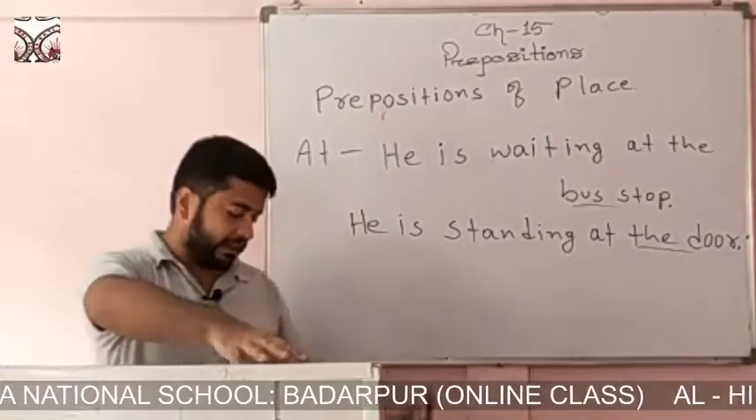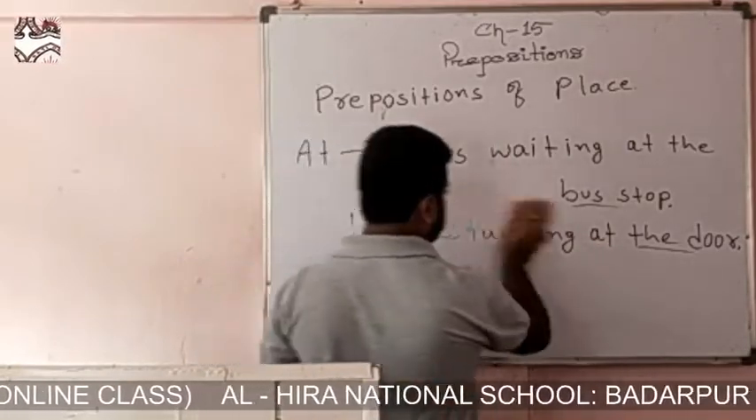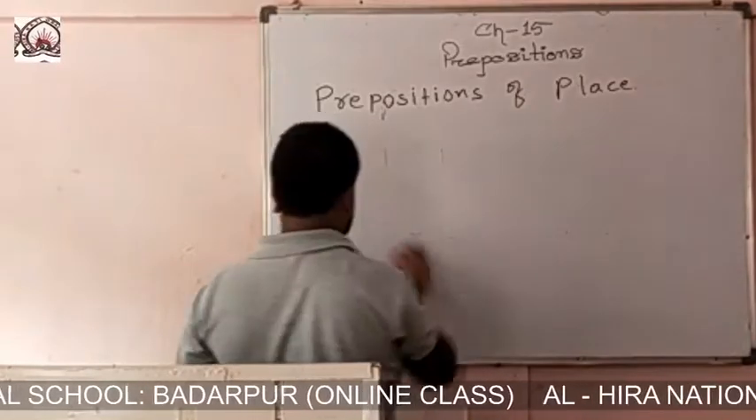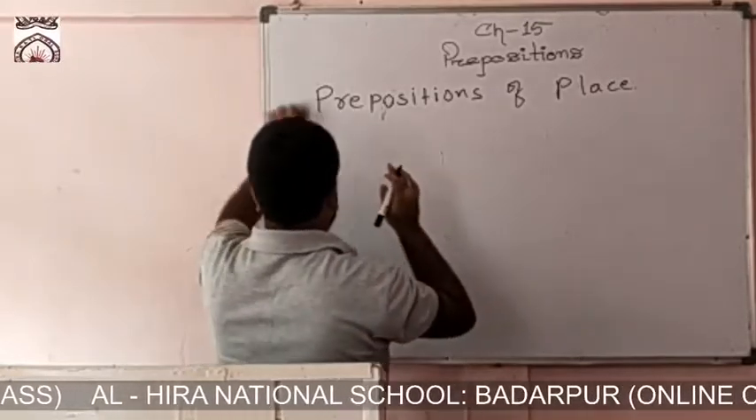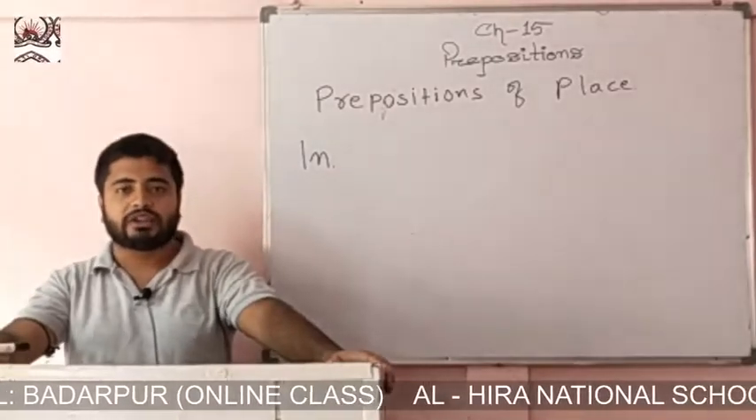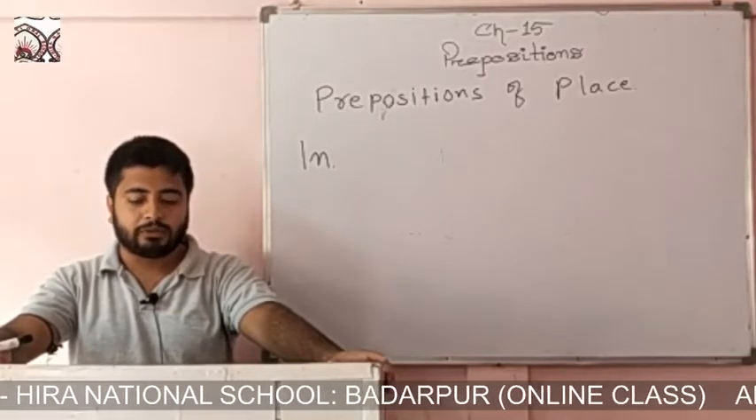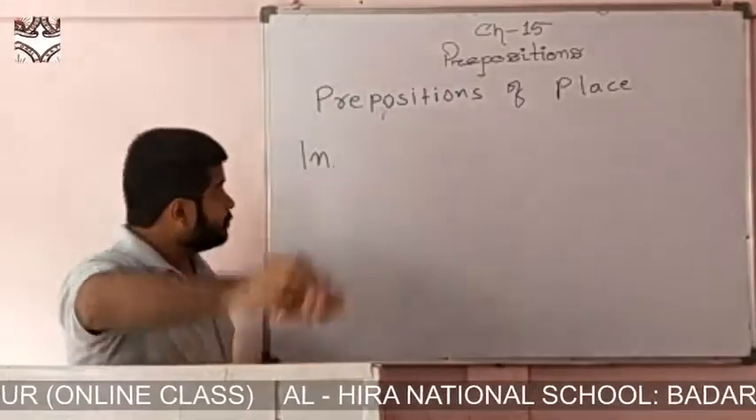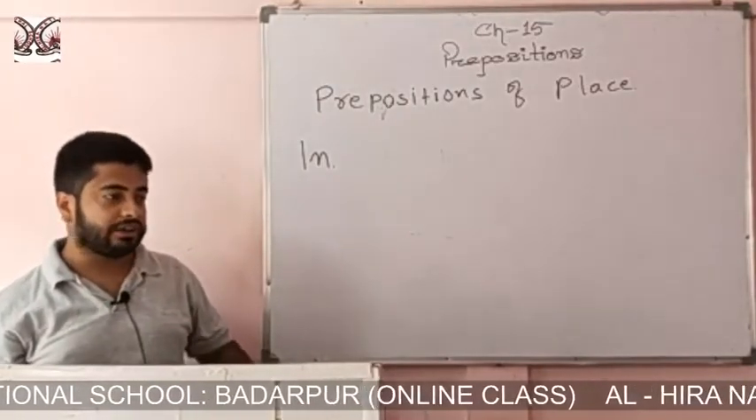Now I will discuss where to use in. And remember that I am discussing prepositions of place. We use in to describe an enclosed area, or a place surrounded by boundaries. So basically it is used to describe a place which is enclosed or surrounded by boundaries.